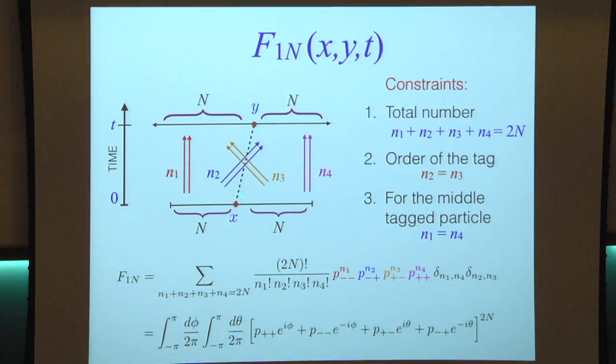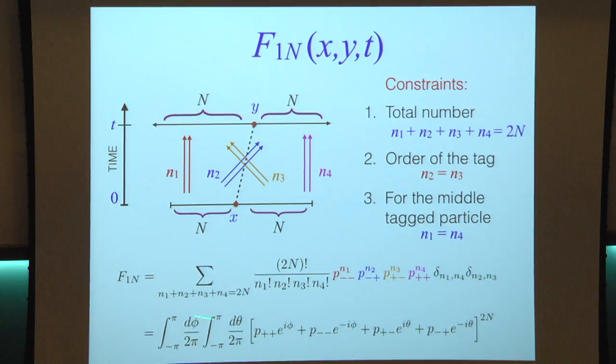And now what happens? Whenever a particle goes from left to right, the tag of this particle decreases by 1. And whenever a particle goes from right to left, the tag of this particle increases by 1. So if it is the tag particle, I need to keep the tag fixed. So this n2 has to be equal to n4, right? And since I have put an equal number of particles on both sides, one can also see that n1 has to be equal to n4. So these are the constraints, and corresponding to each particle motion, there are some probabilities, right?